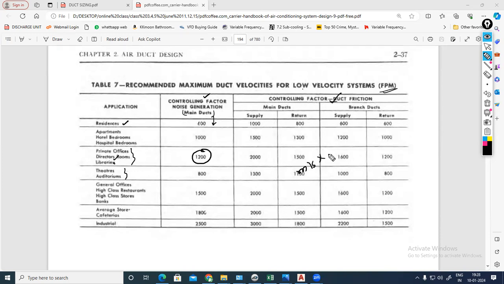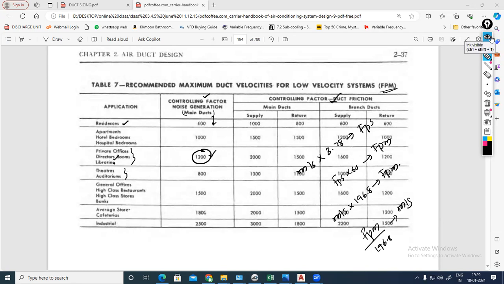Meter per second into 3.28, you can convert that into feet per second. Feet per second into 60, you can convert that into feet per minute. Okay. Simply, meter per second multiplied by 196.8, you can convert that into feet per minute. Or another way, feet per minute divided by 196.8, you can convert that into meter per second. So how much meter per second will this come to? Since we are following the SI standard.